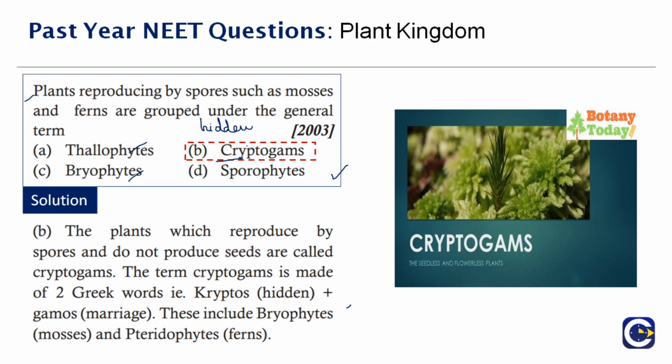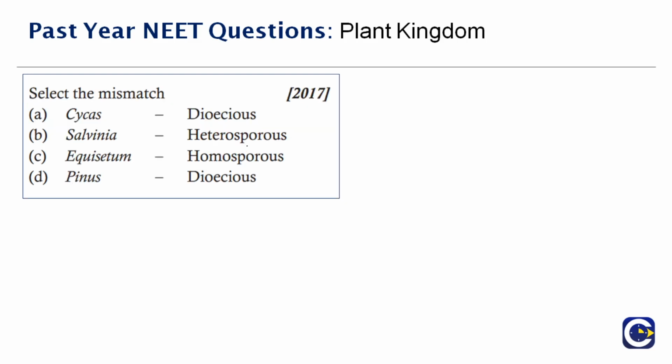Okay. Now let's move to the next question here. Select the mismatch. This is once again an easy question. In fact, this was asked in the year 2017. So you just need to match and see. Psilotum, whatever you can call it. So this is dioecious. Yes, this is dioecious. Next is Salvinia. It's heterosporous. I just now told you when talking about seed habit, it is heterosporous, two types of spores. So this is also correct.